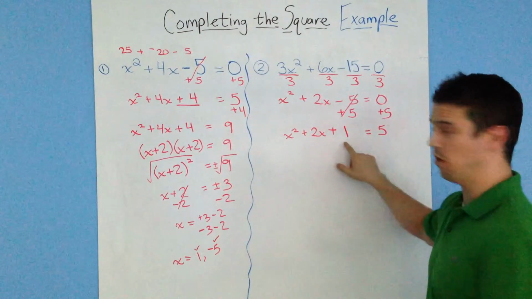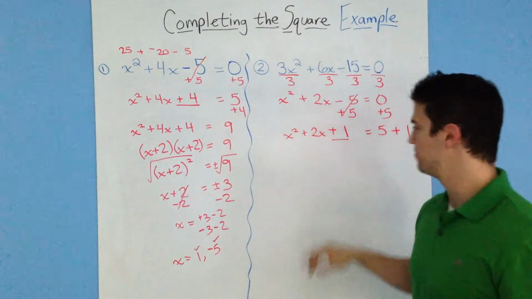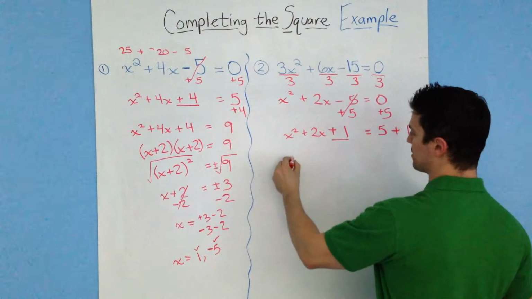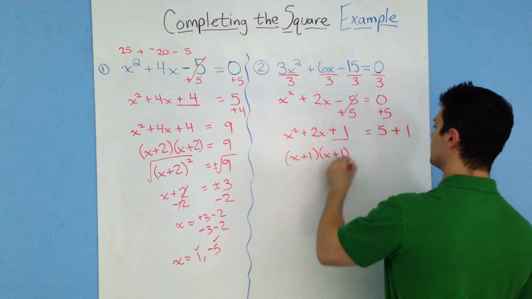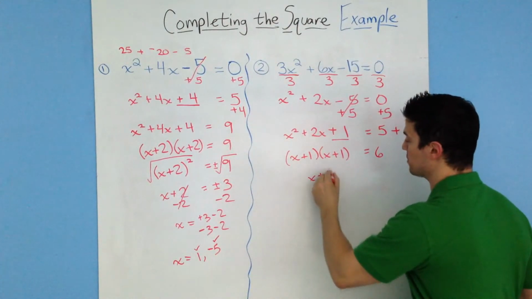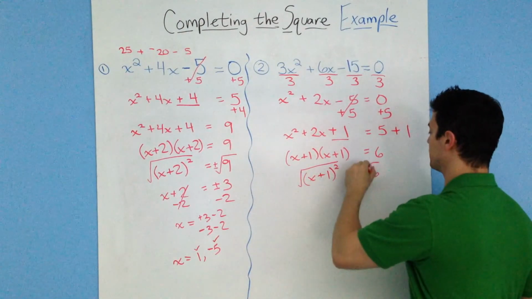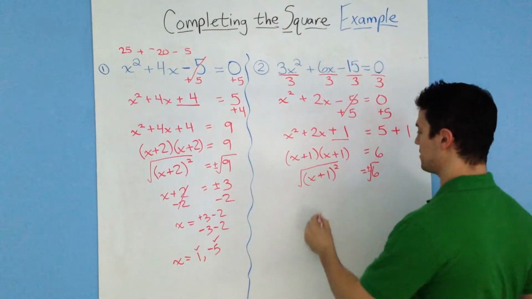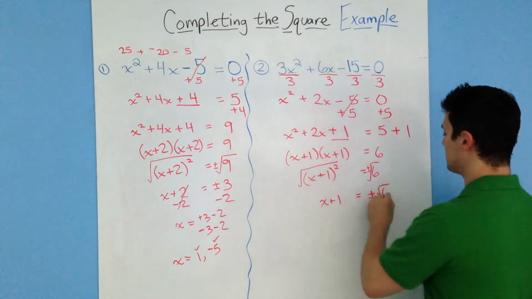But remember, if you add a 1 out of nowhere here, you also have to add a 1 over here. So you're adding this one, you have to add this one. Then if you factor this out, you will end up with x plus 1 times x plus 1 is equal to 6. Simplify this out, you end up with x plus 1 squared is equal to 6. Get rid of the square by square rooting it, and you have positive or negative square root of 6, and you end up with x plus 1 is equal to plus or minus square root of 6.